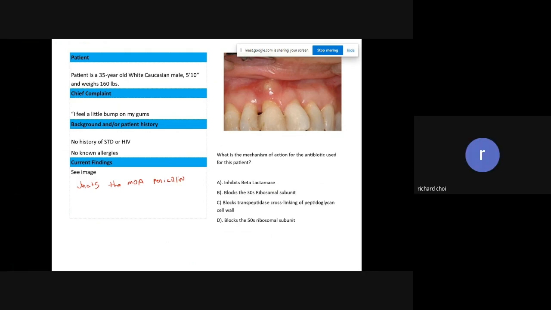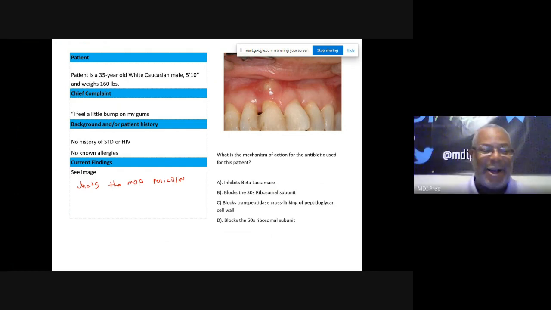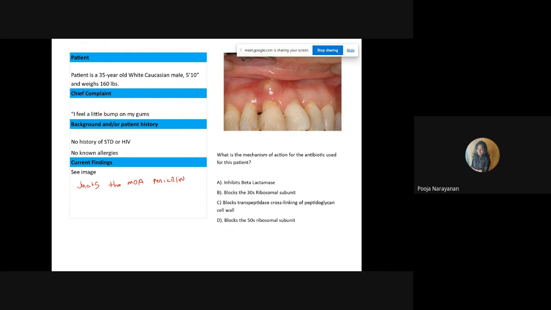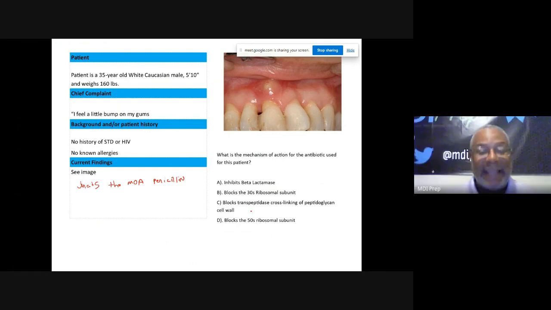No, I wasn't able to review this lesson. I was preparing for my exam. All right, no problem. Let's go to Dr. Pooja. Can you tell us? It inhibits beta lactamase. Is that your answer? Yes. Does everybody agree with that? Yes. Okay, I got one person says yes.